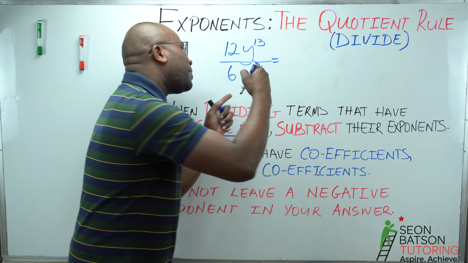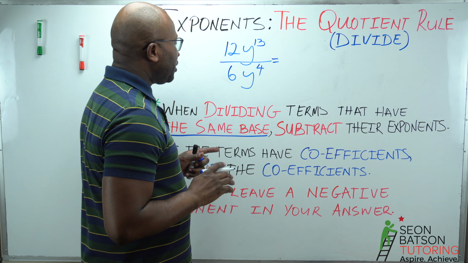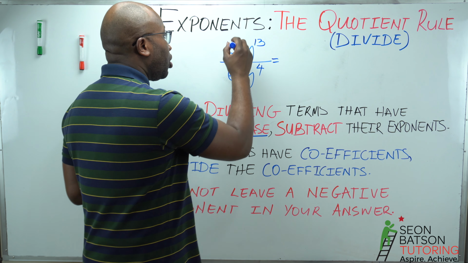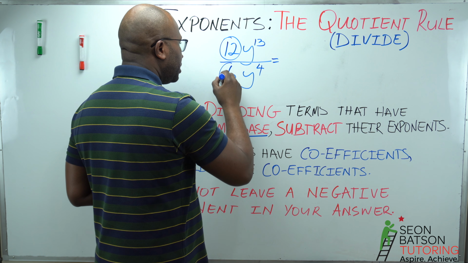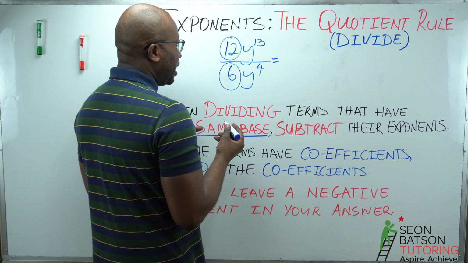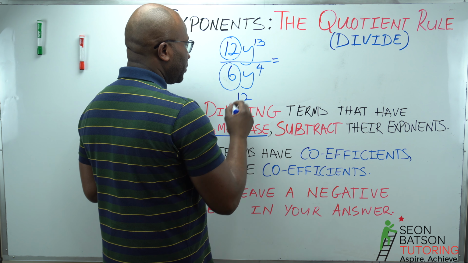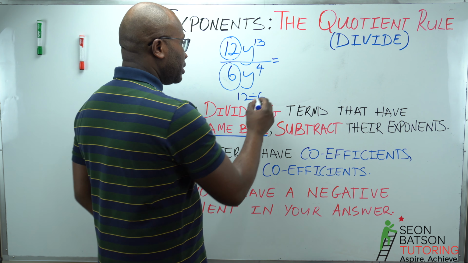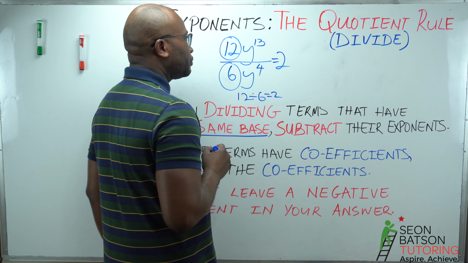All right, welcome back, my friends. Let's see if we will get the same answer here. So first, our terms have coefficients. The coefficient in the numerator is 12. The coefficient in the denominator is 6. So we will divide. Now again, when we're dividing, the coefficient at the top will go first. So we divide 12 divided by 6. That will give us 2. So we'll put our 2.